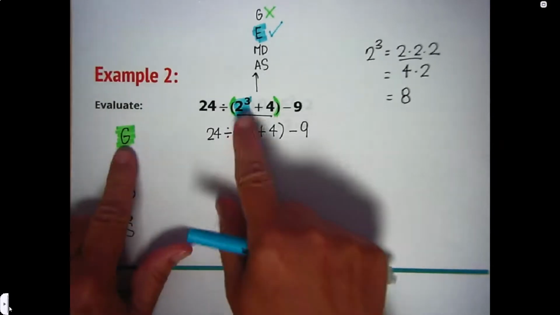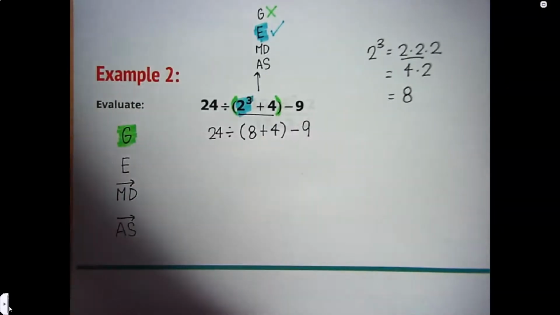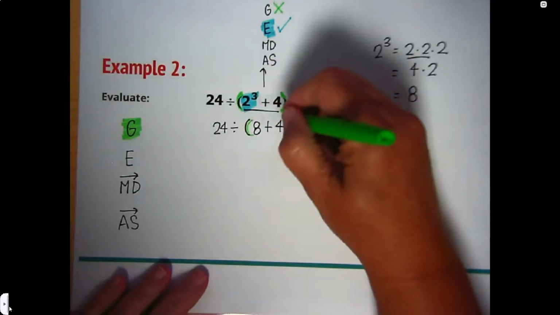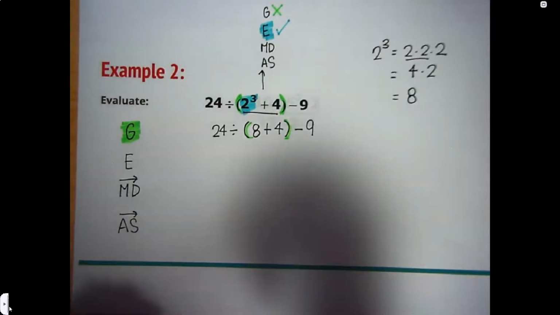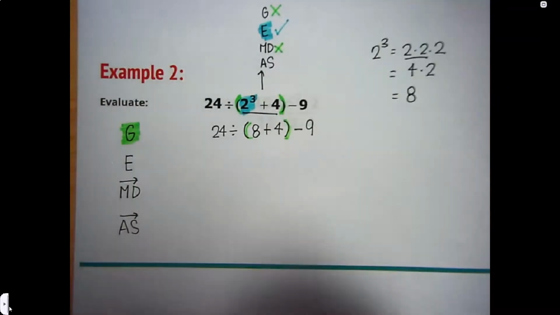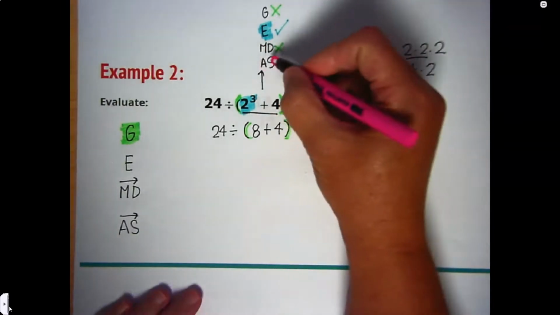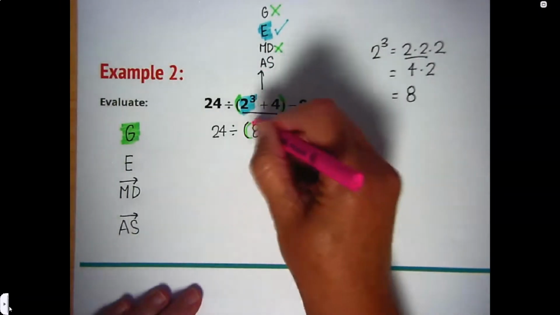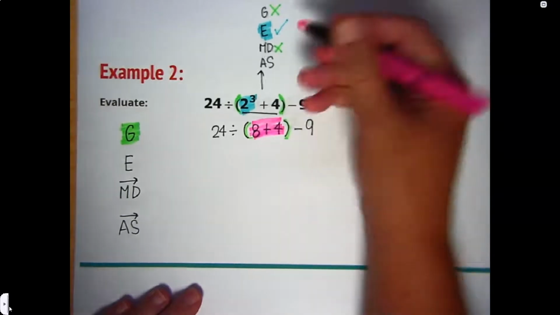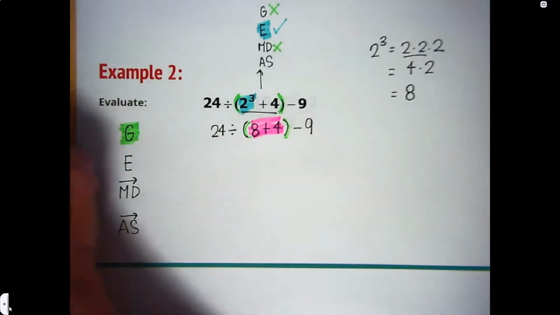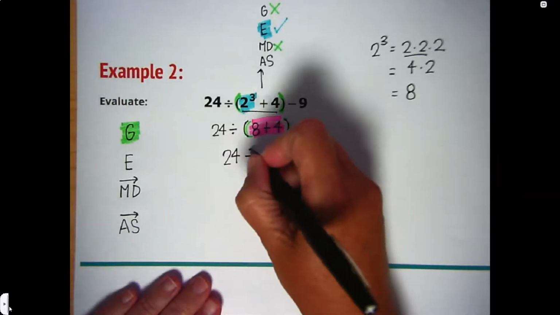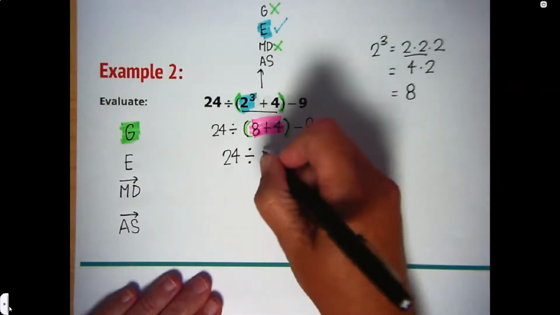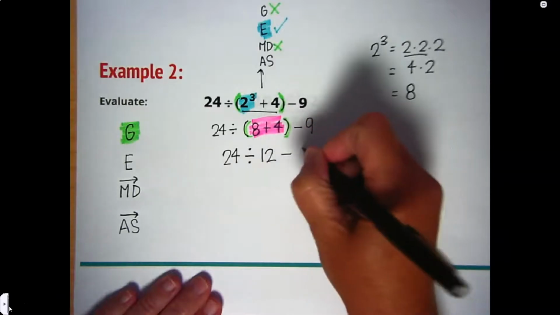Now, still working inside these grouping symbols right here, still working inside these parentheses. Do I see multiplying or dividing in 8 plus 4? And the answer is no. There is no multiplying or dividing in there. Do I see adding or subtracting in 8 plus 4? And the answer is yes. So the next thing I'm going to do is 8 plus 4. So 24 divided by 8 plus 4 is 24 divided by 12, minus 9.